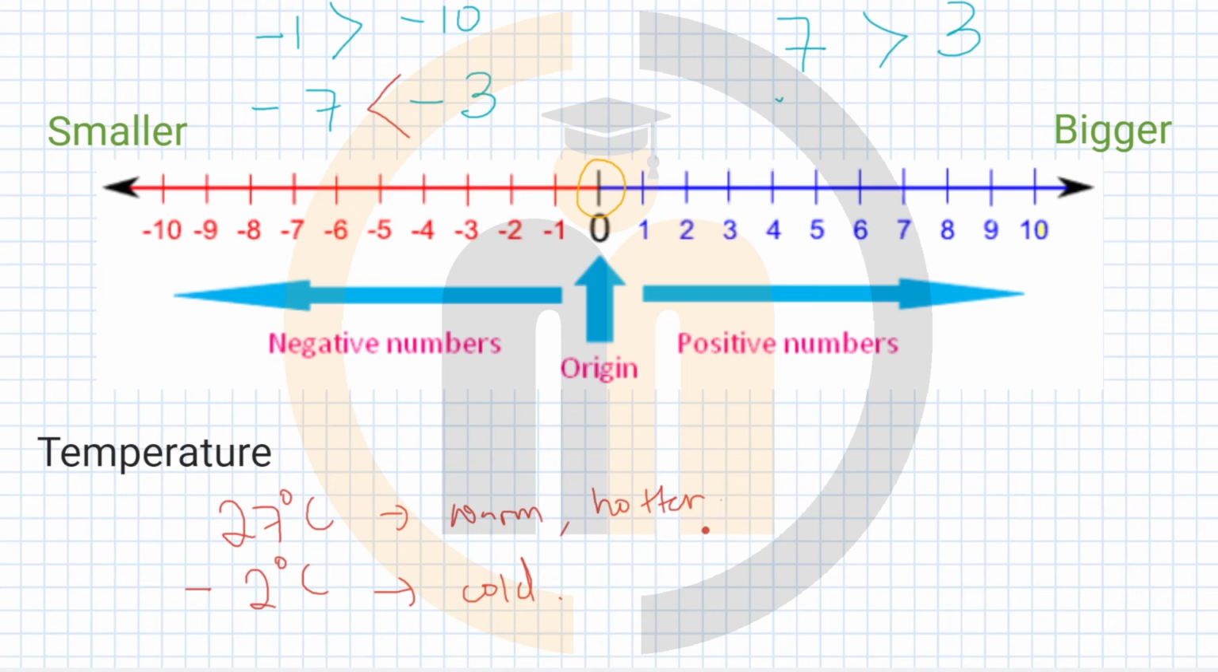So temperature is one of the most commonly used contexts for negative numbers. So for example, if I were to give you a spectrum, let's just say 0, and maybe here we have a 5, here's a -5. So this direction, it is actually getting hotter. In this direction it is getting colder, because the number is becoming smaller and smaller in temperature, it is known to be colder.